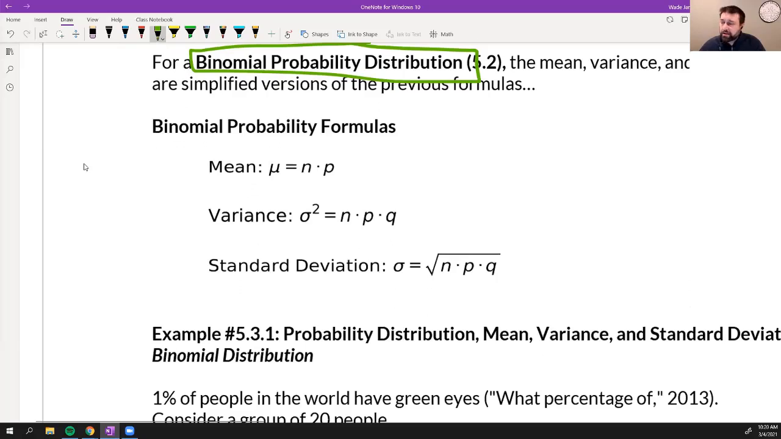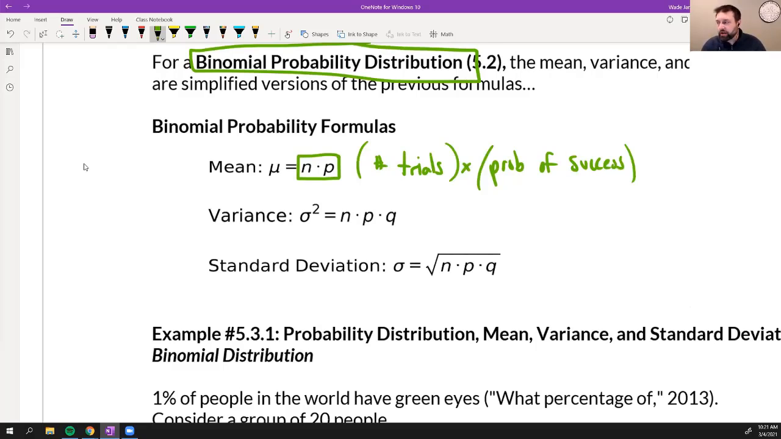So to find the mean, you simply take N and multiply it by P, and you're done. Remember, N is the number of trials, and P is the probability of success. You take the number of trials, you multiply it by the probability of success, and that is your average for a binomial probability distribution. This only works for a binomial probability distribution. Yes or no? P or Q, success or failure.